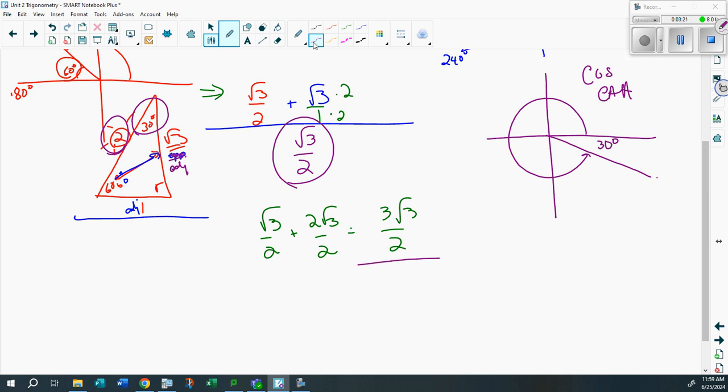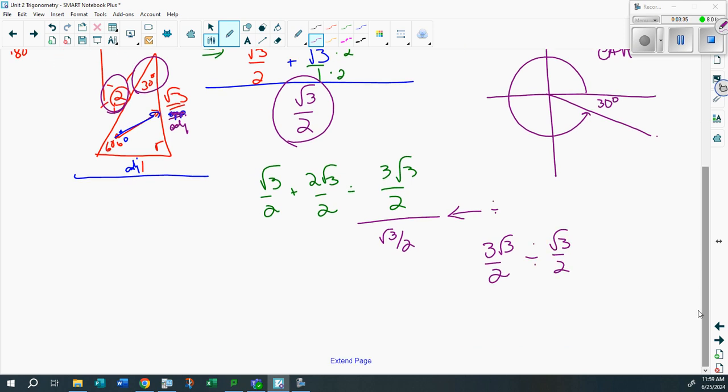Let's divide this by root 3 over 2. Now, check this out. This is the fun part, man. You know that this is division. Okay, so 3 root 3 over 2, we're going to divide this by root 3 over 2. You know from grade 7 that you have to flip it and multiply. So there's 3 root 3 over 2 times 2 over root 3. And look what cancels. This is the best part. 2 cancels with 2. Root 3 cancels with root 3. Answer is 3. Yep, your answer would have been just plain old 3.